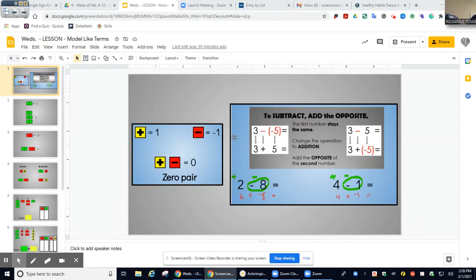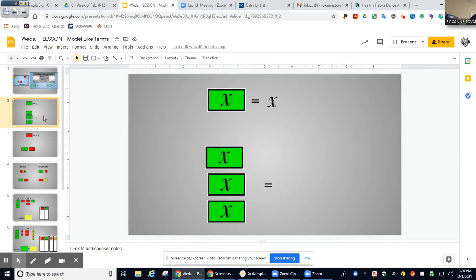All right, so we're going to review integer rules today. Remember, a positive and a negative are going to make a zero pair. And also remember, whenever we subtract, we're going to add the opposite. Okay? We're also going to bring in x's today.